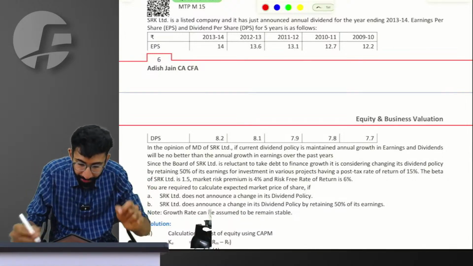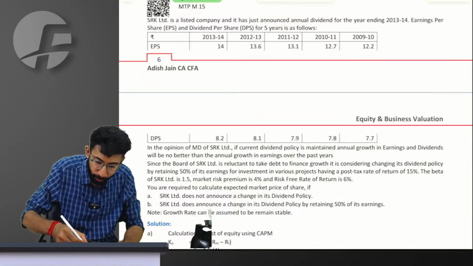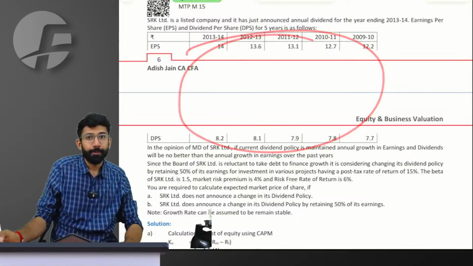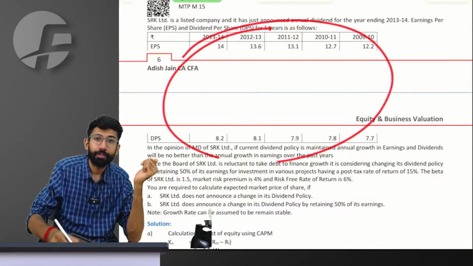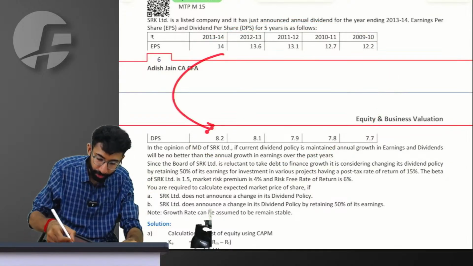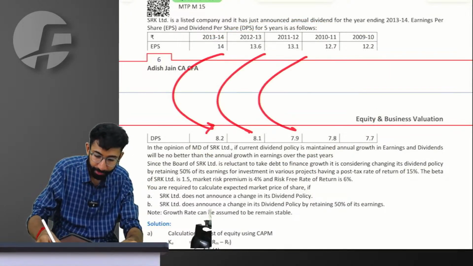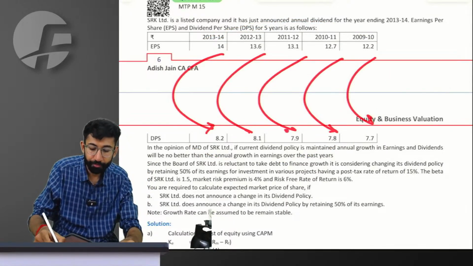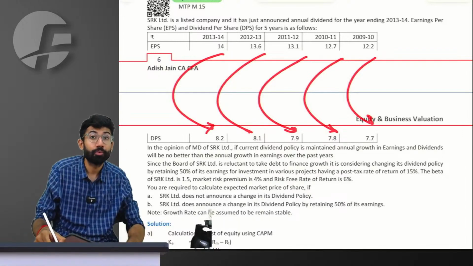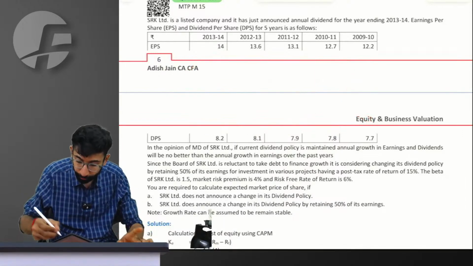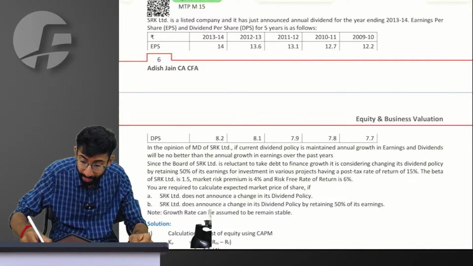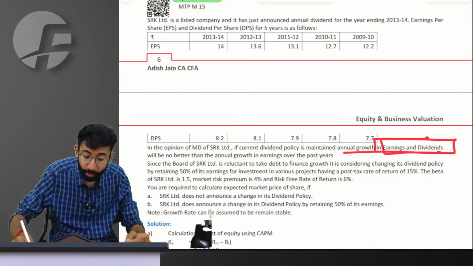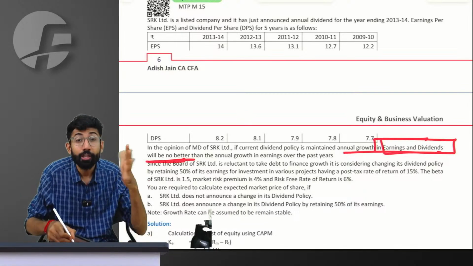It says that if you follow the same dividend policy as you had in the past, in the sense that if you distribute the same amount of dividend, the same percentage of dividend, if you maintain the same payout ratio, then the future growth of earnings and dividend, listen to the line carefully, then annual growth of earning and dividend, future growth rate will not be.